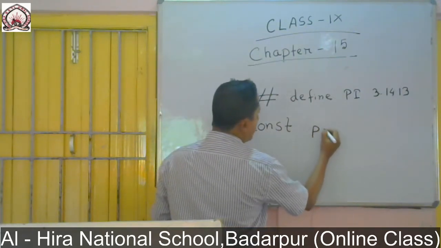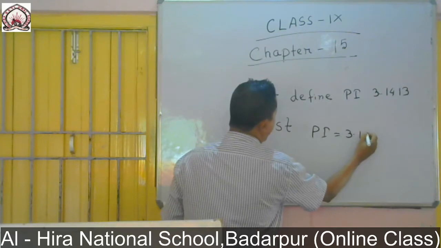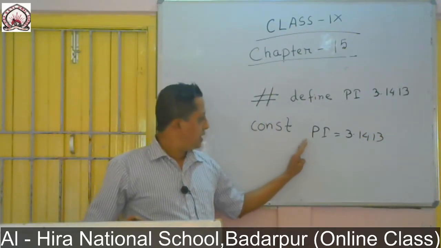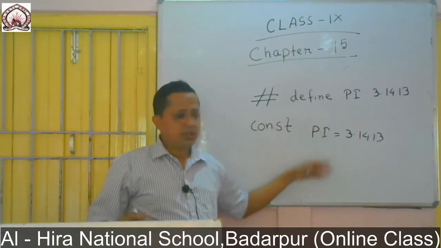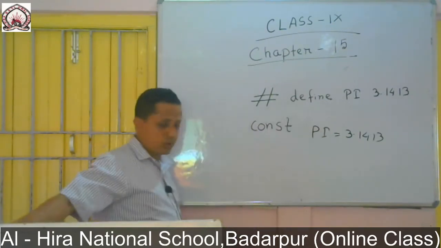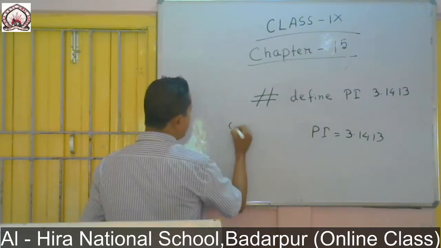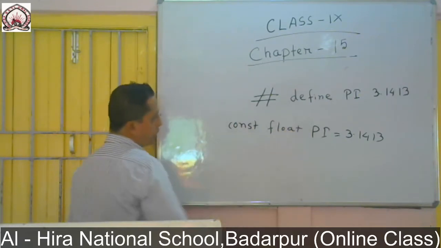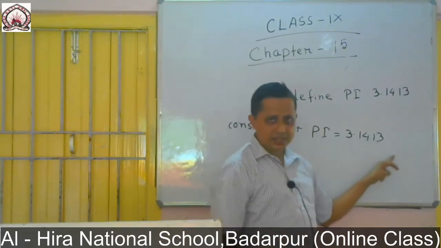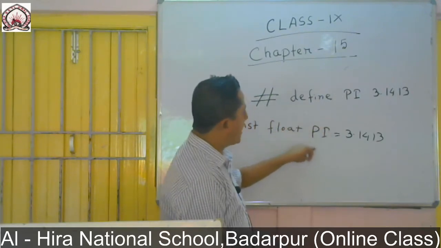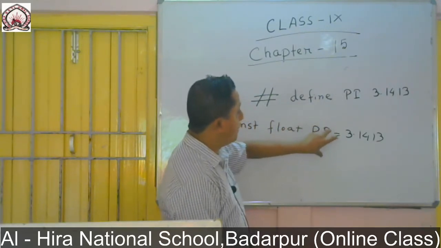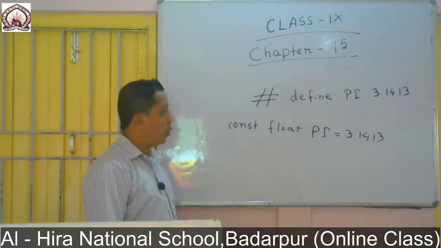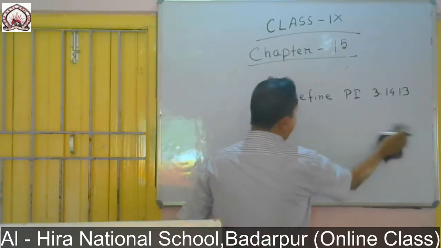const pi is equal to 3.1413. If you declare it like this also, what will happen? Suppose say, let me give float, const float pi is equal to 3.1413. So in this entire program, the value of pi will be constant. So these are the two ways for defining a constant.